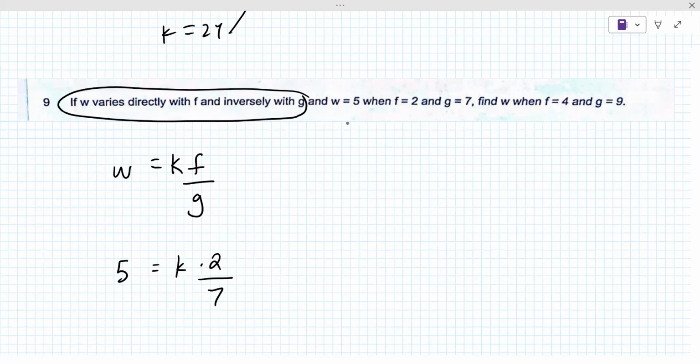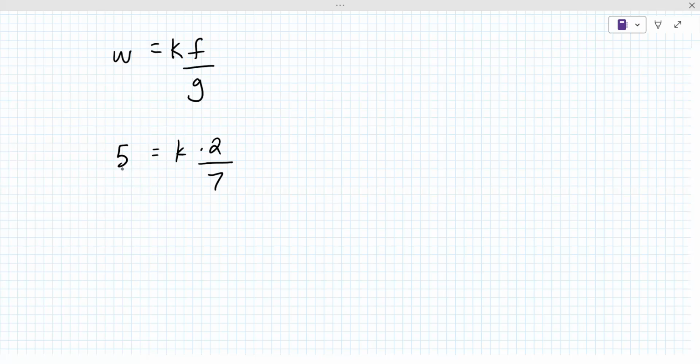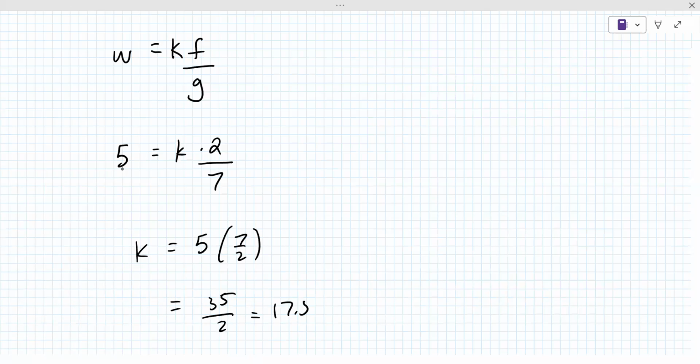Now to solve for K, you end up multiplying both sides by 7 and dividing by 2. So it's 5 times 7 over 2. And that ends up being 35 divided by 2, or 17.5.